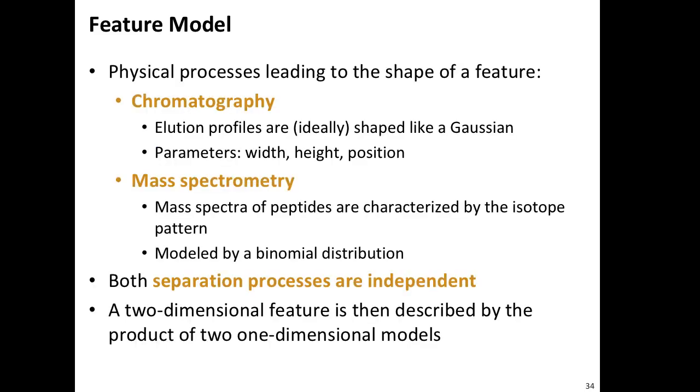How can we mathematically describe these two shapes? In chromatography, we would like things to be Gaussian shaped, and then the parameters are really straightforward. We have a width, we have a height, we have a position. Those are the three parameters. Are chromatographic peaks Gaussians? So what's different in chromatography usually? Where do they differ?